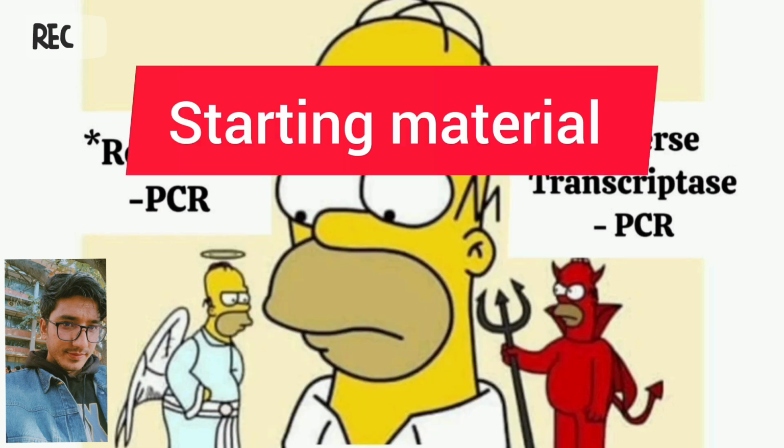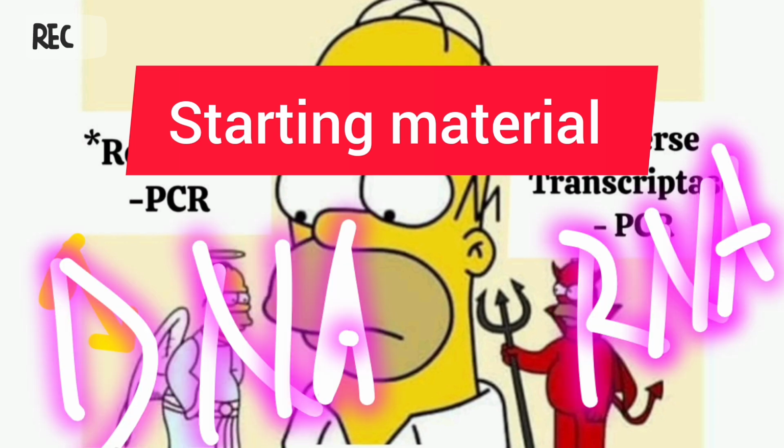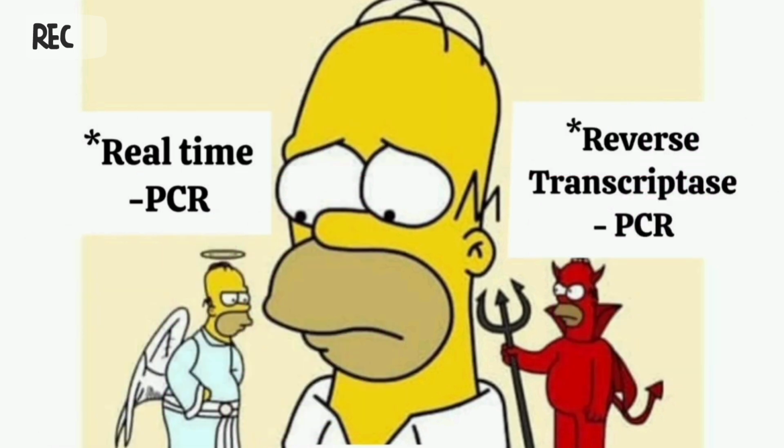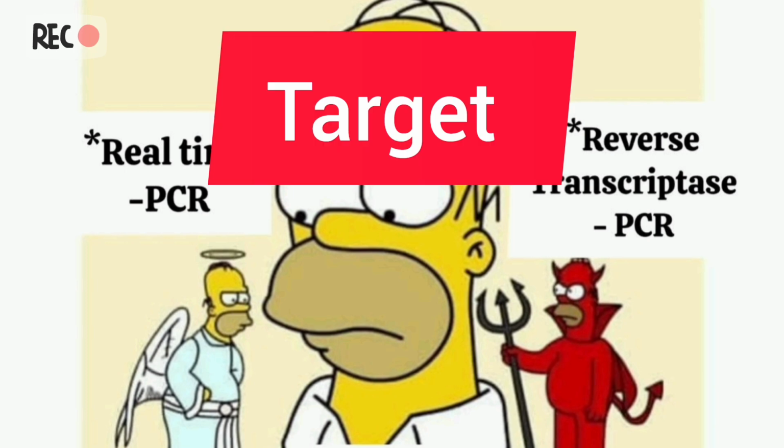The second one is the starting material. So what is the starting material in RT-qPCR? RT-qPCR, real-time PCR, requires DNA as the starting material. But in reverse transcriptase RT-PCR, we need RNA as the starting material and convert this RNA into cDNA before PCR amplification. So what do we target in real-time PCR and reverse transcriptase PCR?